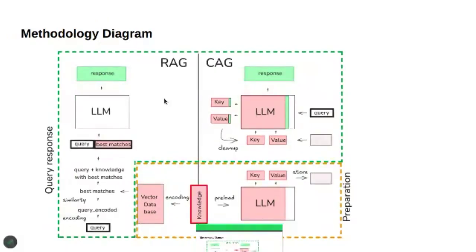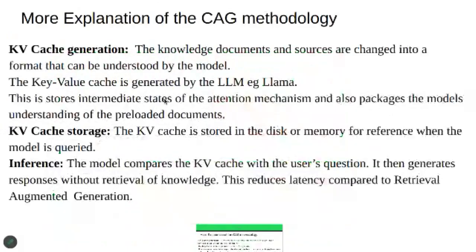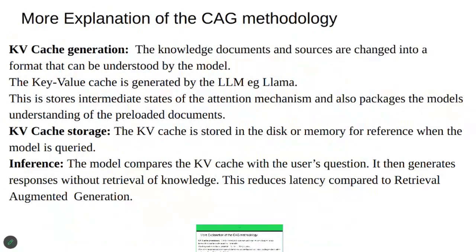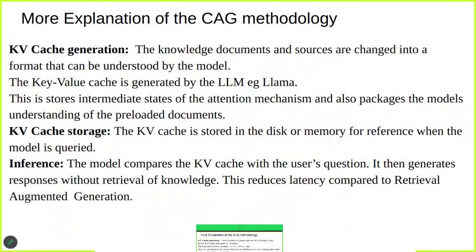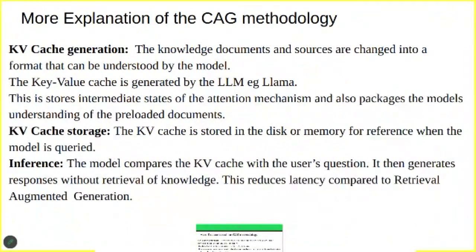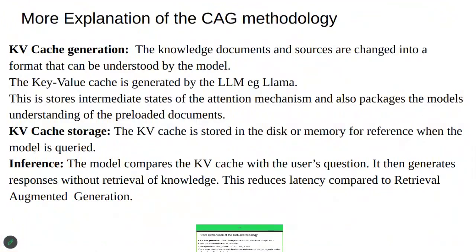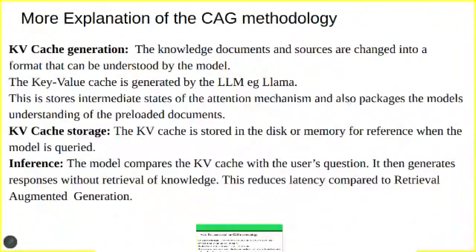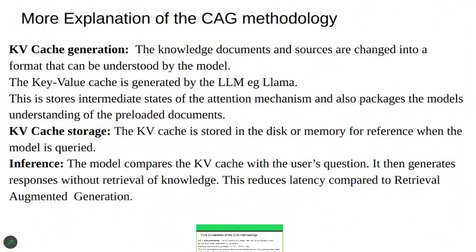Yeah, so if we continue, I think that is simplified. If we continue, some more explanation of the CAG methodology. So we still look into the CAG, and we simplify it further. So first, let's look at the KV cache generation. Now, the knowledge documents and sources are changed into a format that can be understood by the model.